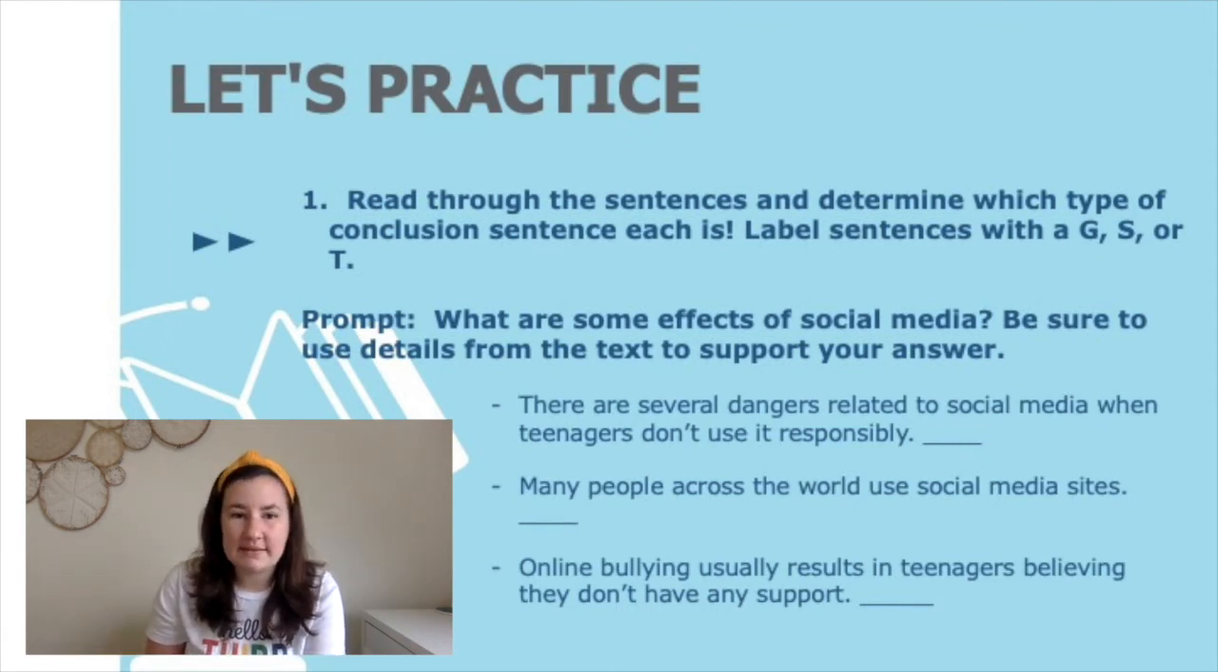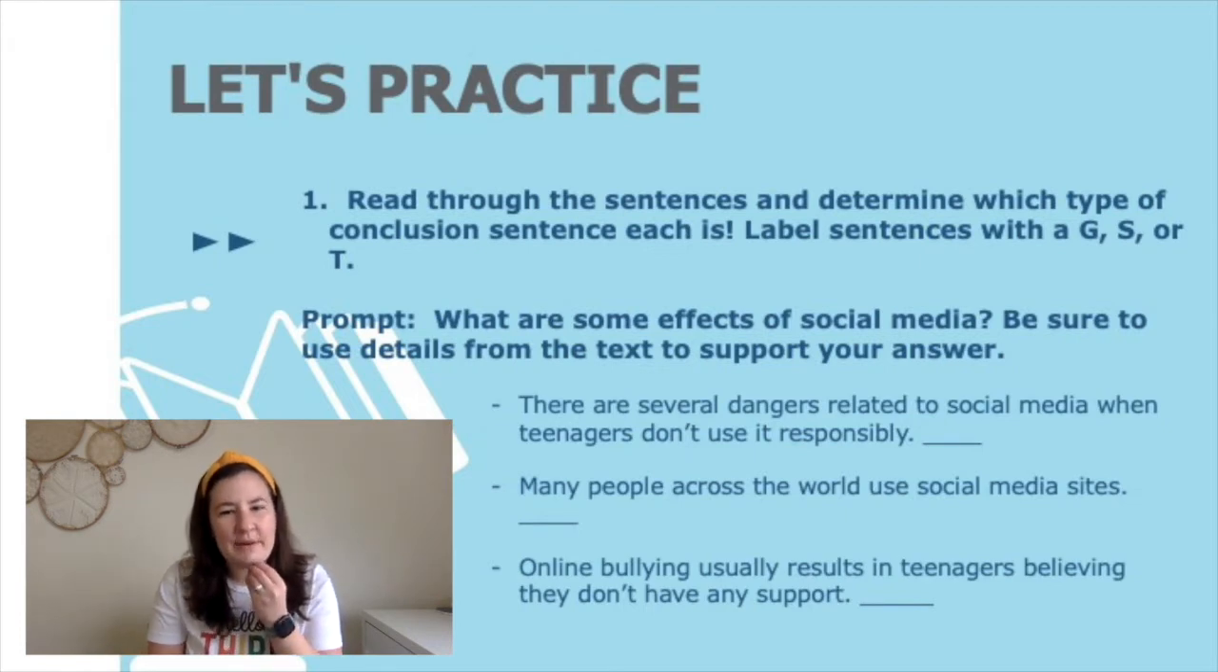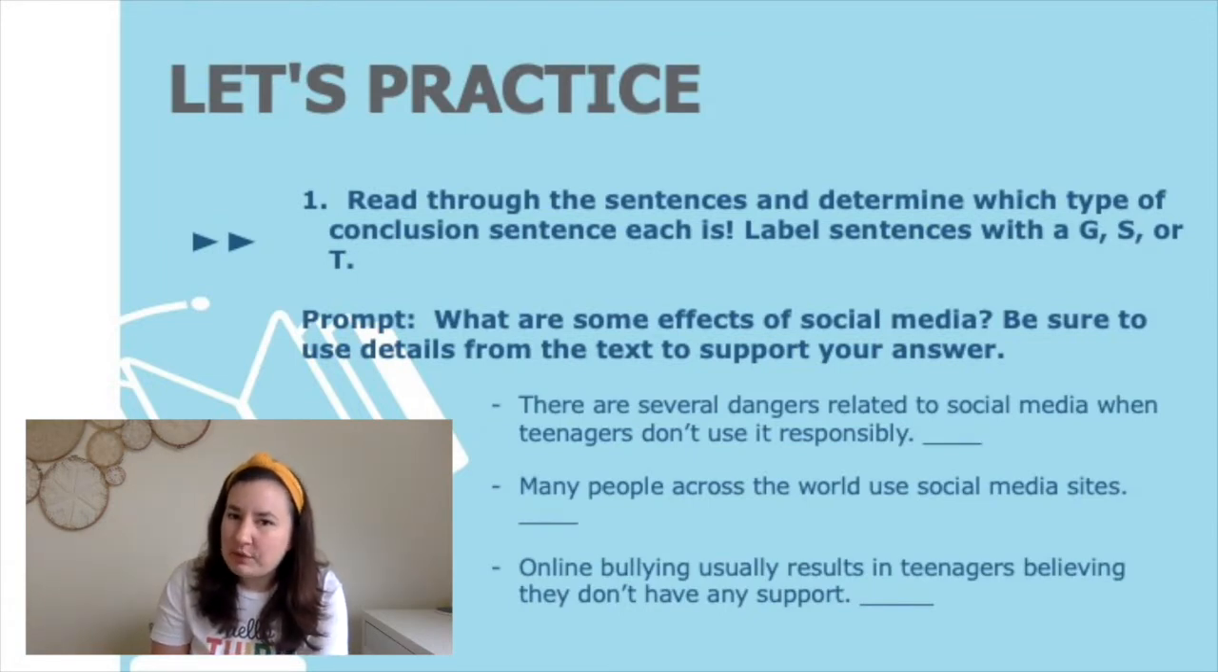Sentence 1 says, there are several dangers related to social media when teenagers don't use it responsibly. Many people across the world use social media sites. And online bullying usually results in teenagers believing they don't have any support. Take some time right now and think to yourself, which of these would be the thesis? Which of these would be the general? And which of these would be the specific? Take a moment and go ahead and fill in those blanks.